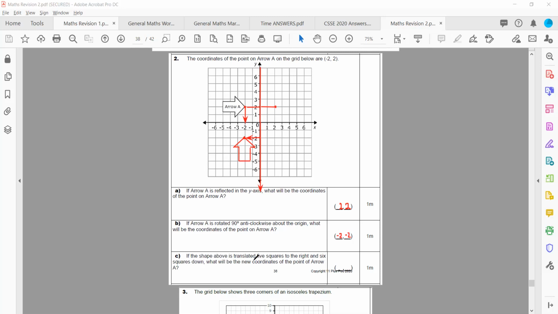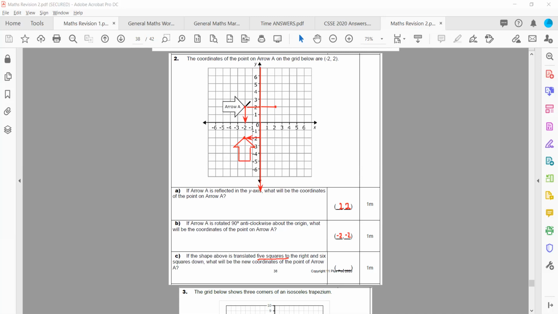If the shape above is translated 5 squares to the right and 6 squares down, what will be the new coordinates of the point of arrow A? So you need to move 5 squares to the right. So if you come here, oh, this is a bad question I've written. Shape above is translated 5 squares to the right and 6 squares down. I think we have to talk about it being the original shape because we haven't been told it's the reflection.